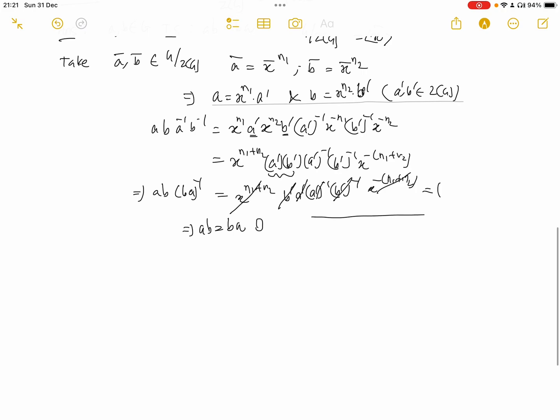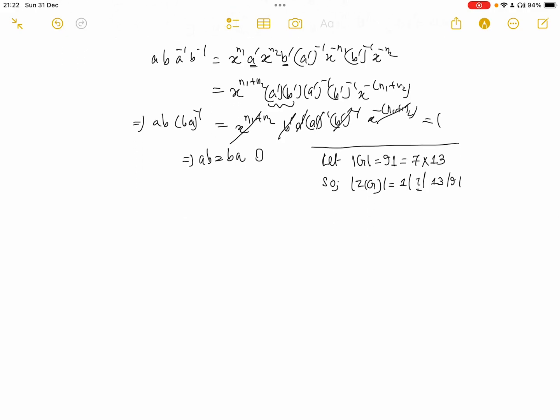So again, from this application, the useful thing is that, suppose, for example, the order of G is 91. Then what can you say about the order of its center? First thing is 91 is 7 times 13, right? So the possibility for the center is either 1 or 7 or 13 or 91, because the order of the center divides the order of the group. But if it is 7, then the quotient group would have order 13, right?